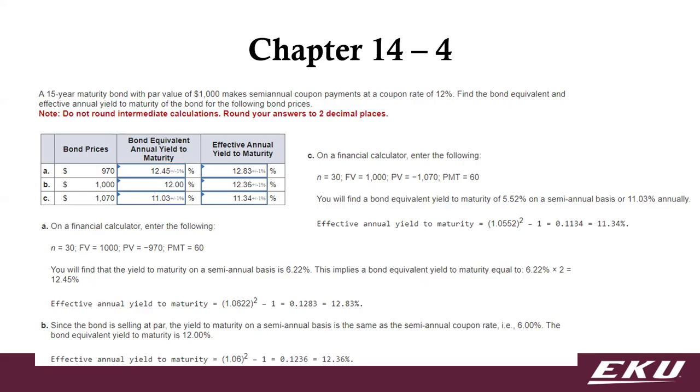And then you see, we'll just put that in the calculator as the number of periods, FV, the future value. That's going to be that par value at the end. Present value is your price. And then, as we had said, the payment is half of that 12%. So it's $60 instead of $120.